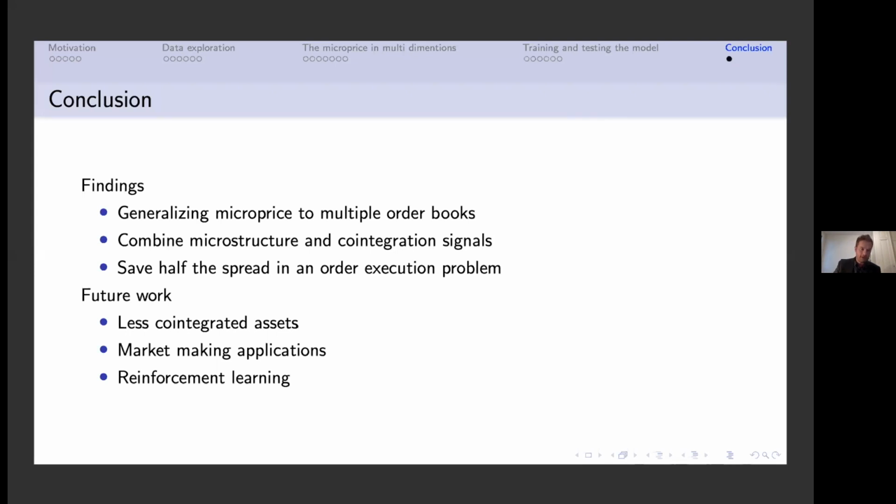Of course, this type of methodology could have applications to market making. As you might know, often market making involves posting bids and asks around a notion of fair price, which in a lot of research typically is taken to be the mid price, but I think that there's potential to change that to the micro price.